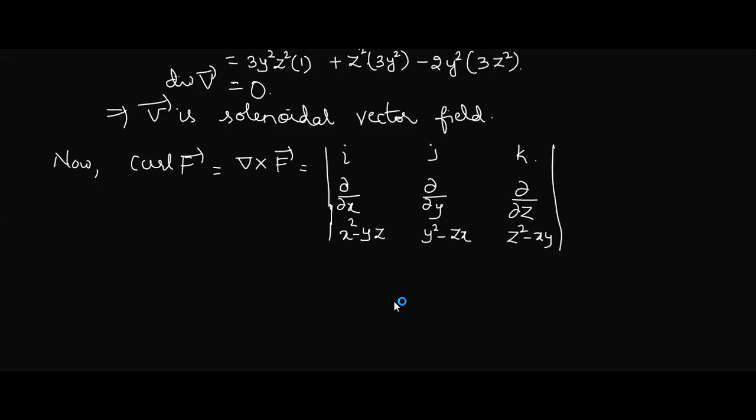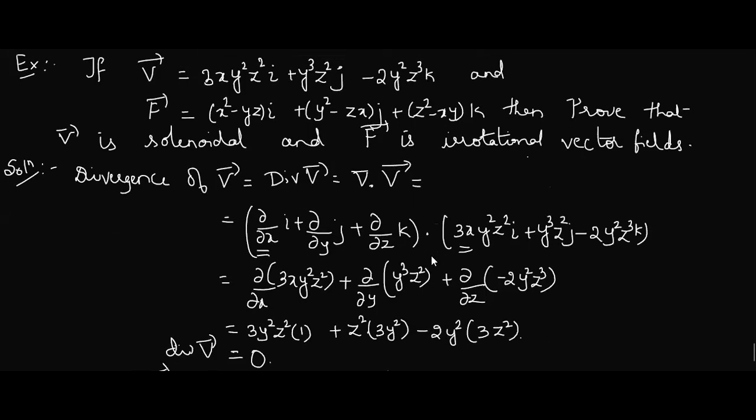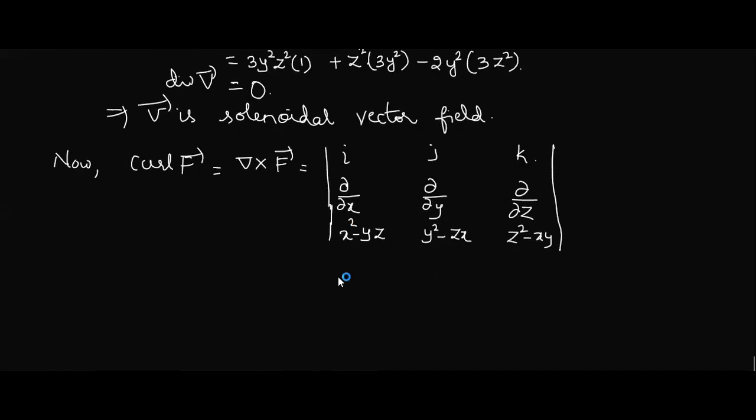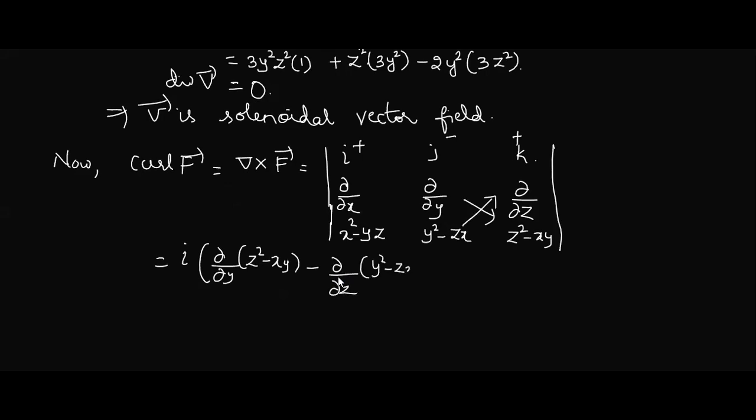Have you written the question or not? See, this is what we have. I am referring to the same F. Let us see the value. What we should get is the answer 0. Okay, so i into bracket. Now multiply these two: dou by dou y operating on z square minus xy. Next, minus dou by dou z operating on y square minus zx. Minus j into, leave the first row and the column, dou by dou x operating on what? Please answer.